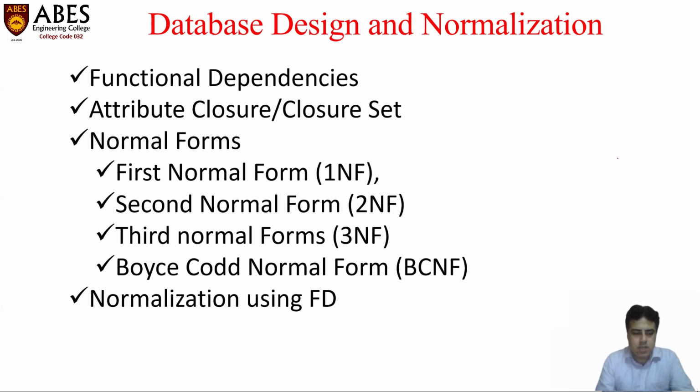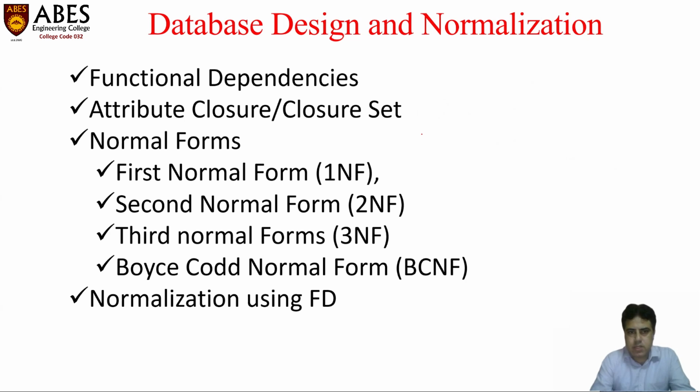Functional dependencies describe how one attribute in a relation or table is functionally dependent on another attribute of the relation. Then we will understand the concept of attribute closure, and how to calculate the attribute closure.